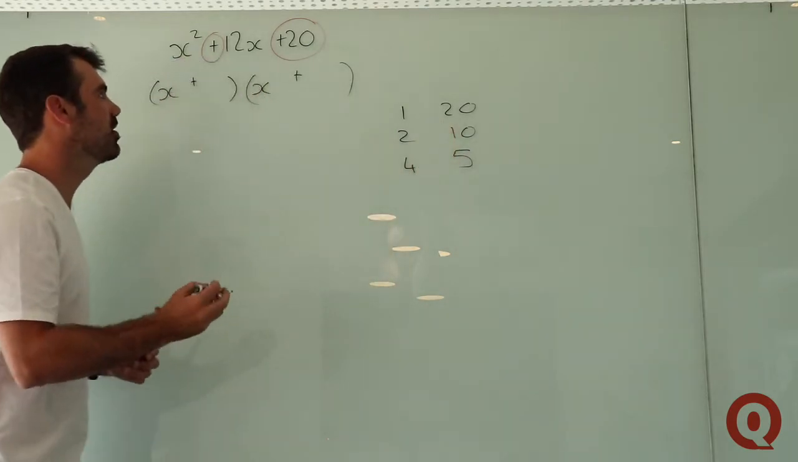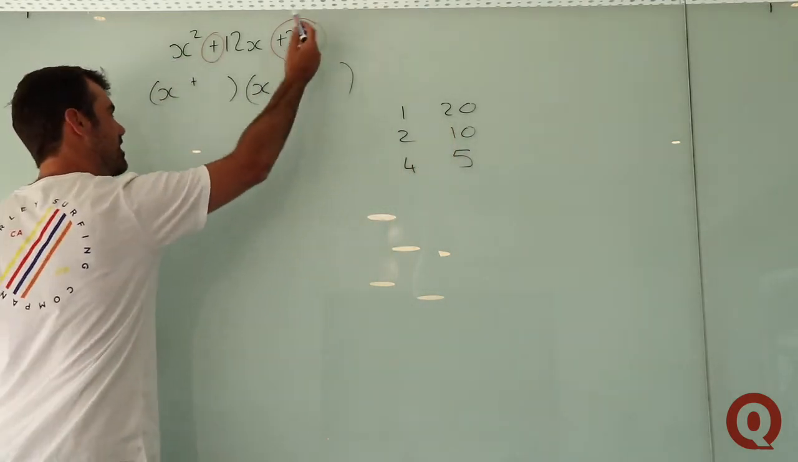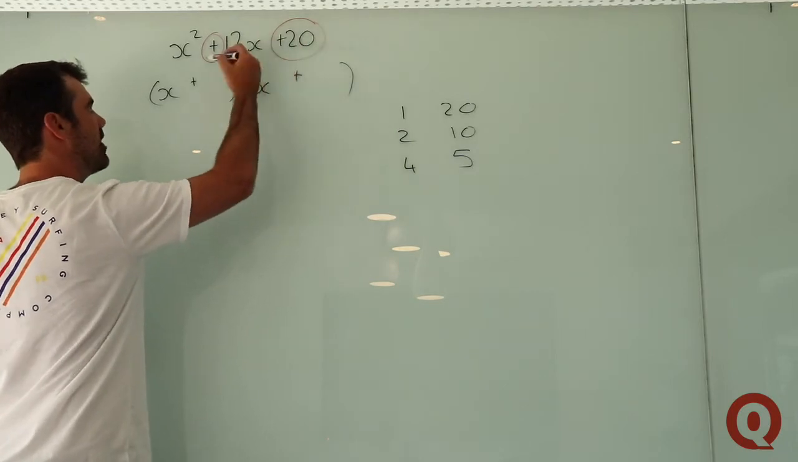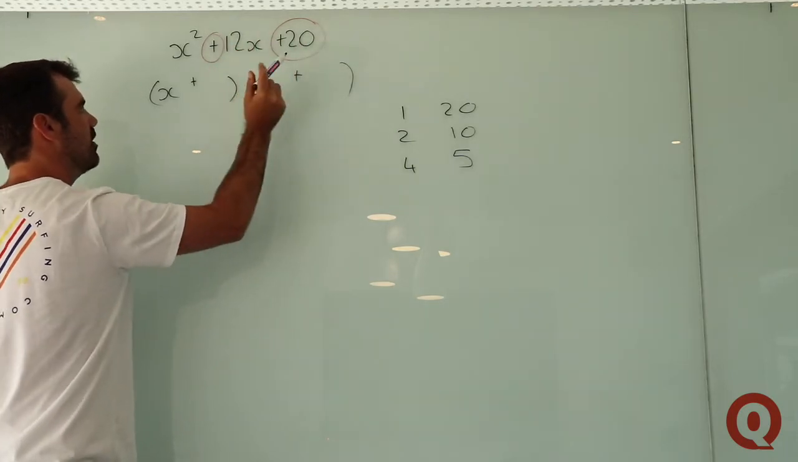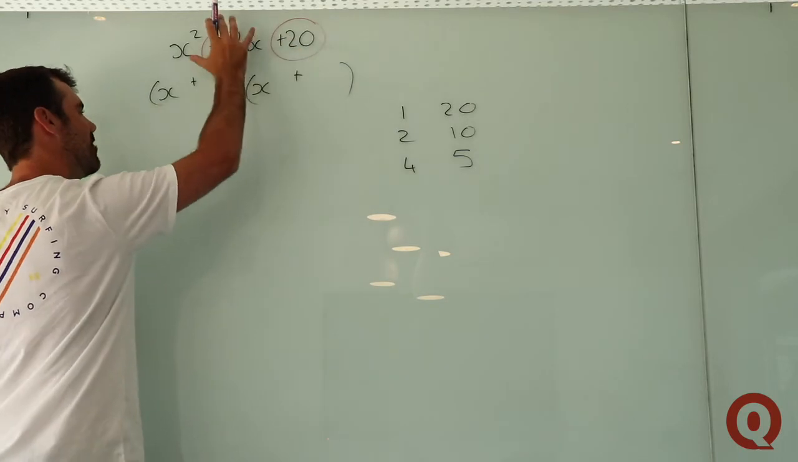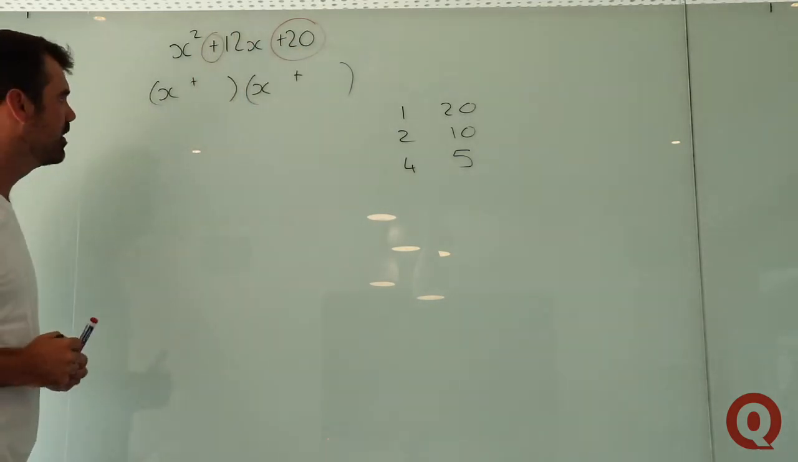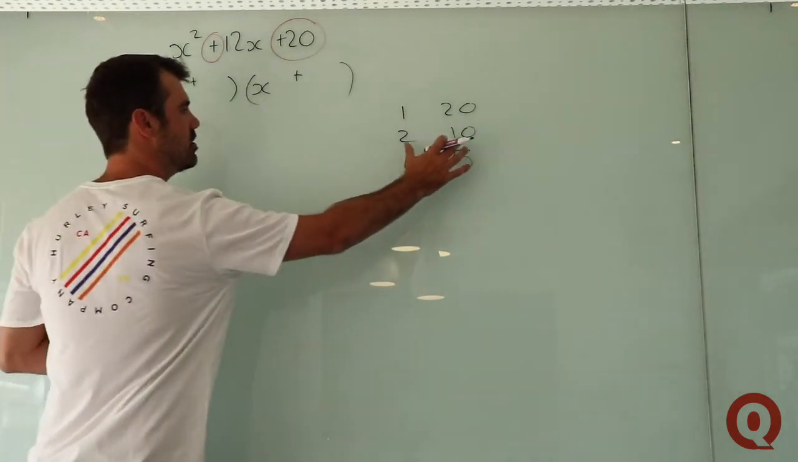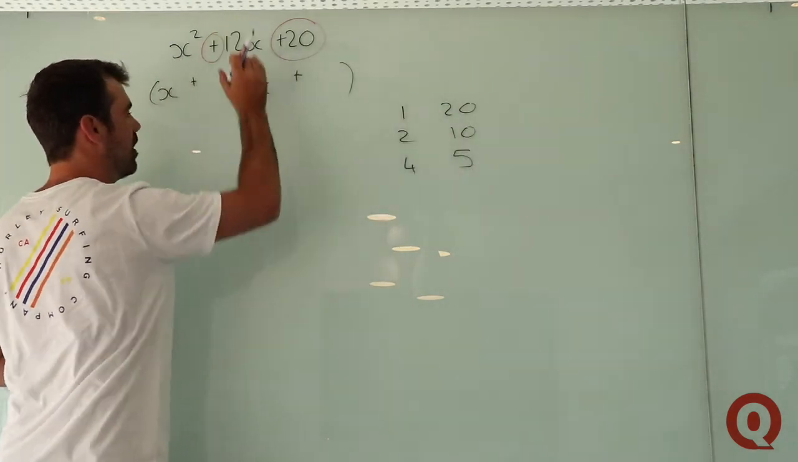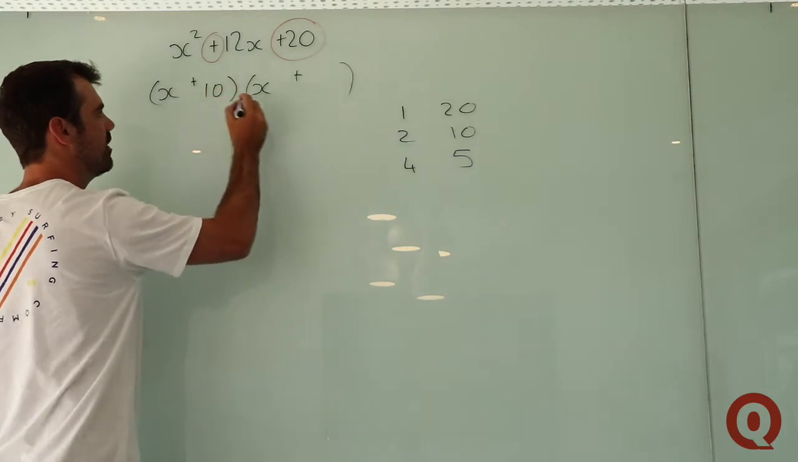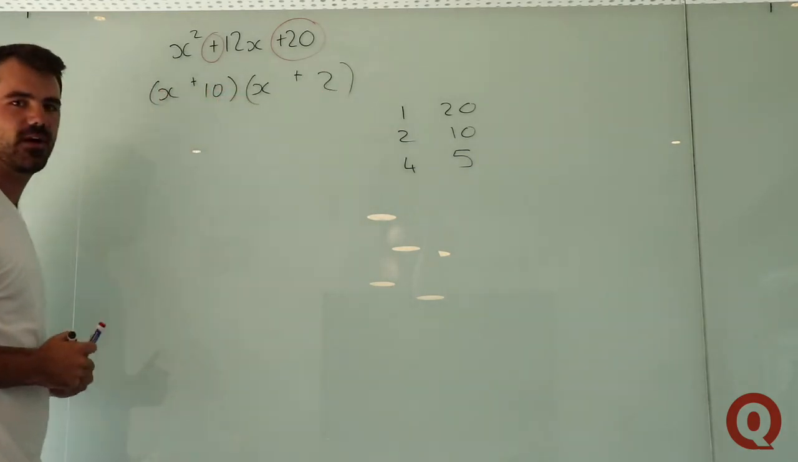Which is which? But because we've now understood that if my c is positive and my middle term is positive, we'll have 2 positives, or if my c is positive and my middle term is negative, we'll have 2 negatives, that eradicates that whole problem. So now we can go straight ahead and go 2 and 10 will obviously give me my 12 when added together, so I can go plus 10 plus 2. And that is my answer.